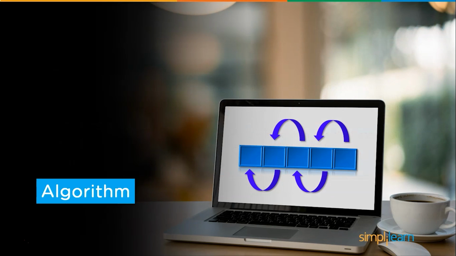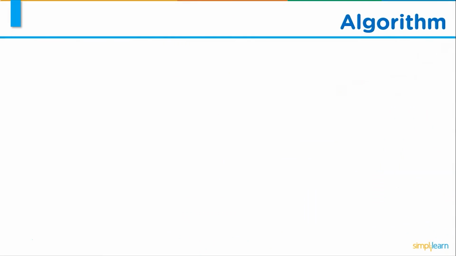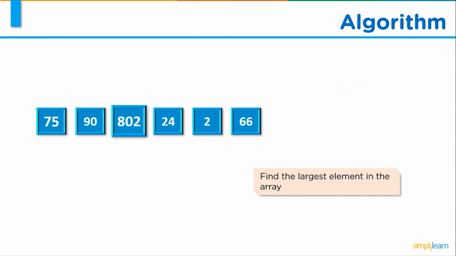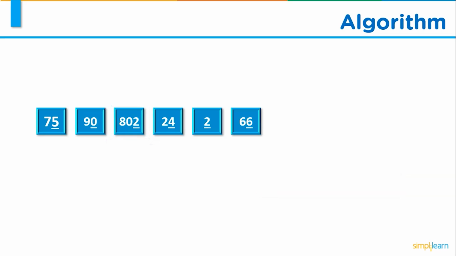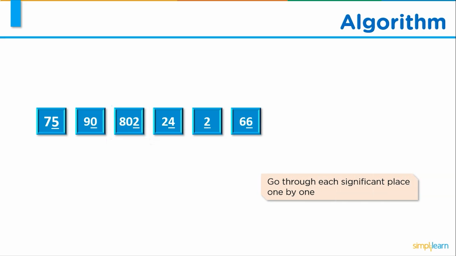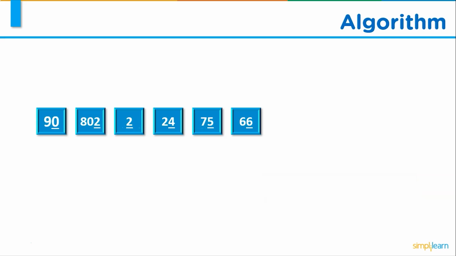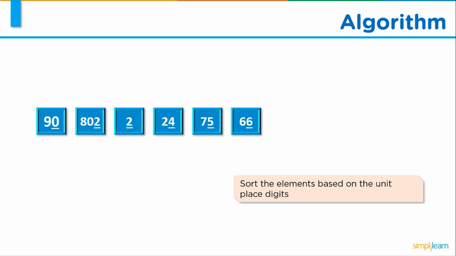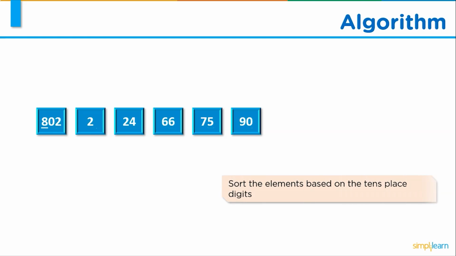Now let's discuss Radix sort algorithm. Let's say we have an array. First, we will find the largest element in the array to decide the maximum number of significant digits we will need to compare to sort this array. We will go through each significant place and sort the array one by one. First, we will sort the array according to the units place. Then, we will sort according to the tens place. And then, we will sort according to hundreds place and so on till the array is sorted.